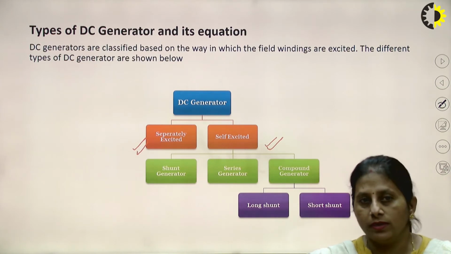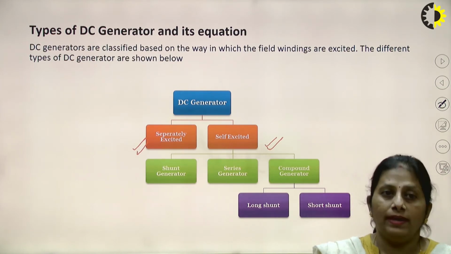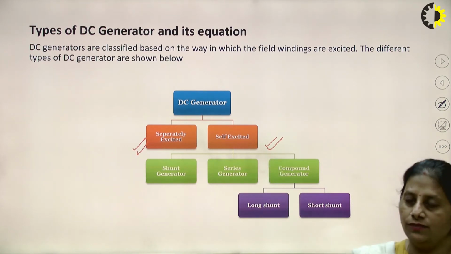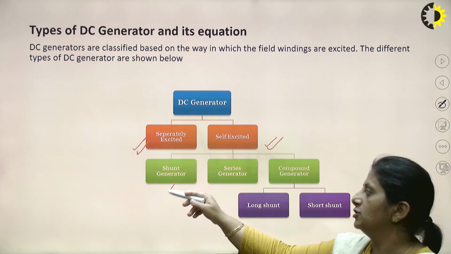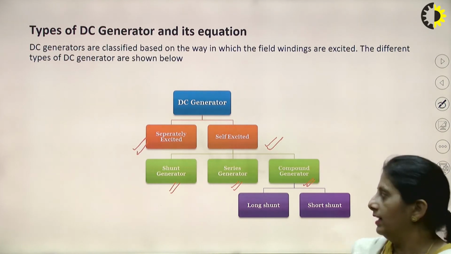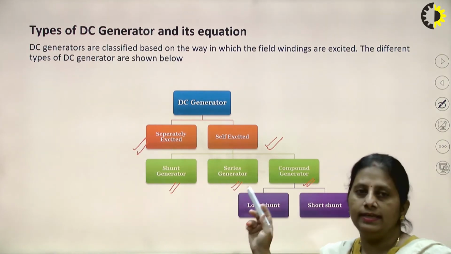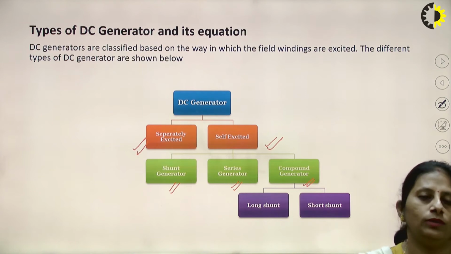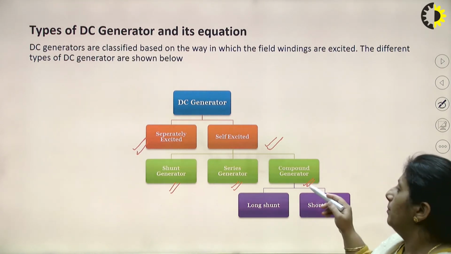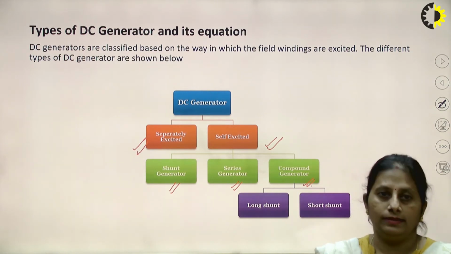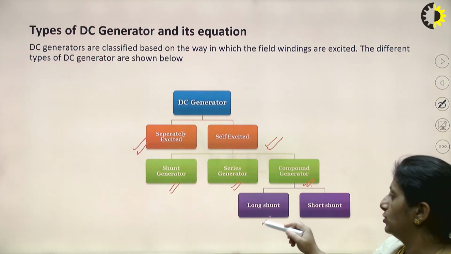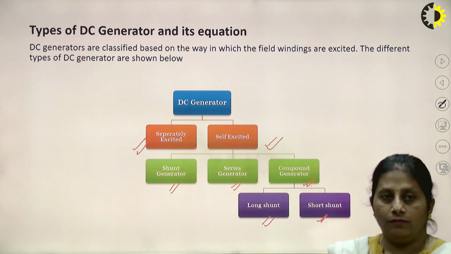So what are the various ways in which they can be connected? Depending upon that, the self-excited DC generator is classified into 3 categories: shunt, series, compound, right? We will be individually seeing each of these generators, their voltage equations, and how the windings are connected. The compound generator, depending upon the constructional features, can be divided into 2, that is long shunt or short shunt, right?